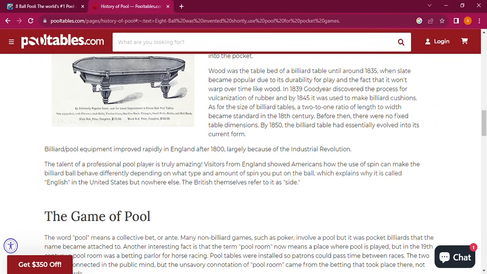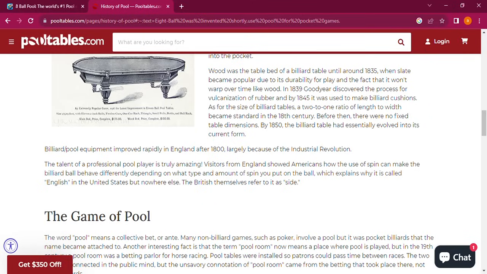As for the size of the billiard table, a 2 to 1 ratio of length to width became standard in the 18th century. Before then, there were no fixed table dimensions. By 1850, the billiard table had essentially evolved into its current form. Billiard pool equipment improved rapidly in England after the 1800s, largely because of the Industrial Revolution.